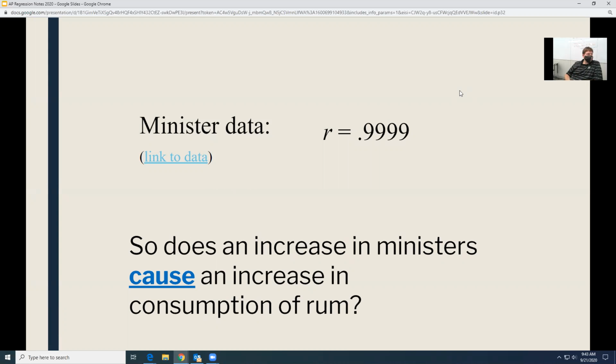What do you guys think? We got some yeses. Anybody think no? Can we say for sure that the increase of ministers is causing our consumption of rum to increase with it? Most people are saying it's pretty straightforward there. All right, well, let's look.